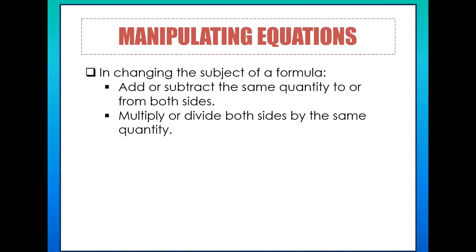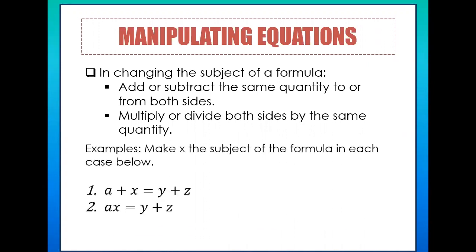In this first rule, we can do either of the two in changing the subject of a formula: add or subtract the same quantity to or from both sides of the equation, or multiply or divide both sides of the equation by the same quantity. The quantity that we're referring to in this rule is the quantity that we have to exclude from the side of the equation which has the variable that we have to make the subject of the formula. Now, to apply these rules, let's have some examples.